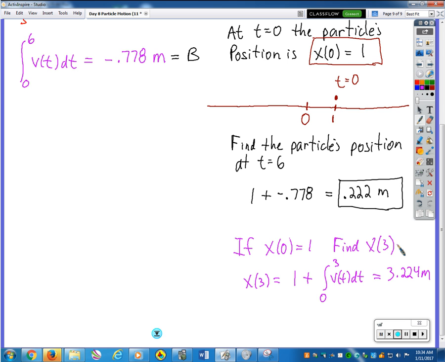We have a graph of velocity, right? Particles move left and right, left and right. If we graph the speed, however, it's like forcing the particle to only go one direction. So if you integrate the speed, you find the total distance traveled. Okay. Does that make sense? Yeah.